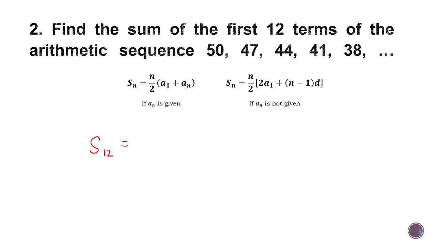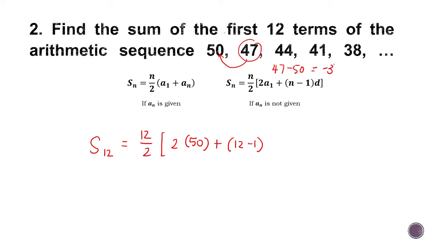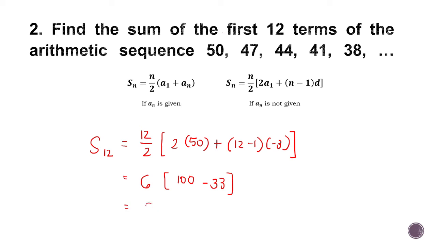So let's do it. That is s sub 12, since we are adding 12 terms. Replace n with 12. Our a sub 1 is 50. That is the first term. Our n is 12. And the common difference, how do we get the common difference? That is succeeding minus preceding, so that is 47 minus 50. The common difference is negative 3. Now, let's simplify. 12 divided by 2 is 6. 12 minus 1 is 11. 11 times negative 3 is negative 33. We simplify further. 100 minus 33 is 67. And so 67 times 6 is 402. So the sum of the first 12 terms of the given arithmetic sequence is 402.